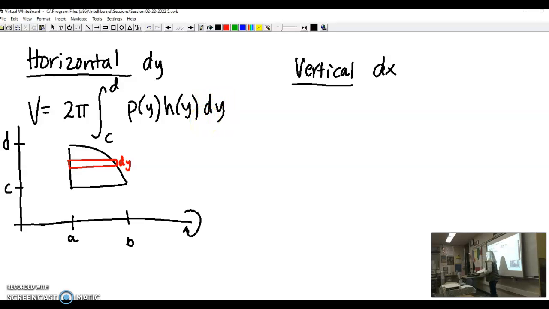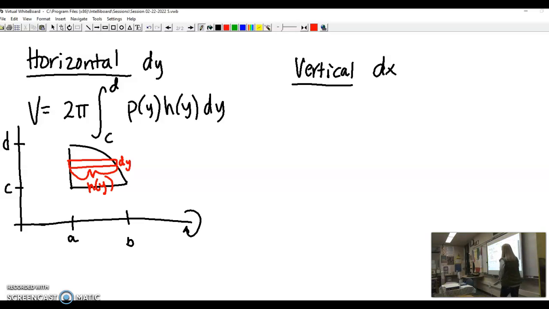Now, p of y is usually just y, because we're going to say this is a height of y. The only time it wouldn't be y is if we were rotating around a line way up here, and then it might be 10 minus y. Otherwise it's always just y. Same thing for the vertical: it would be a function of x, and it would just be x. Now, h of y is this distance here, the height of that shell.